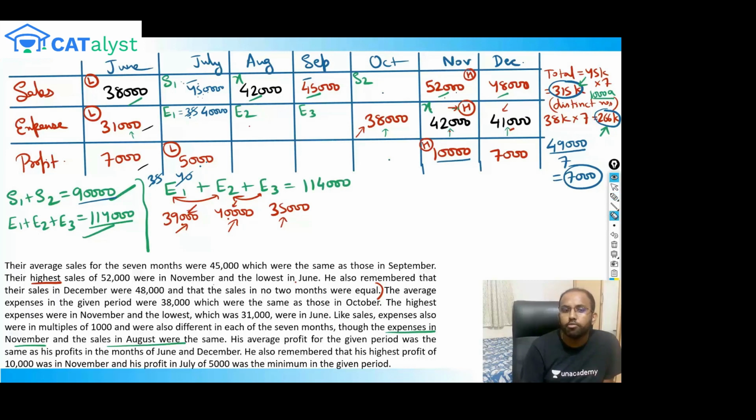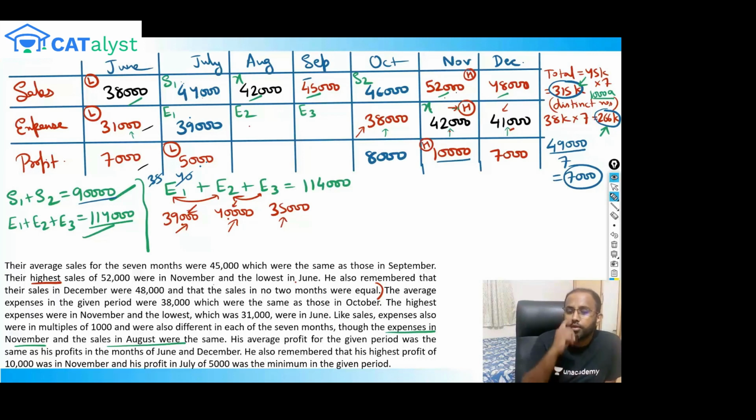So only one possibility is left with E1. What possibility is left? That possibility is 39,000. So E1 can only be 39,000. I'll put E1 as 39,000. In that case, what is S1? 44 minus 39 should be equal to 5,000. S1 plus S2 is 90,000. That means S2 should be 46,000. 46 minus 38 should be 8,000. So all are tallying, right?